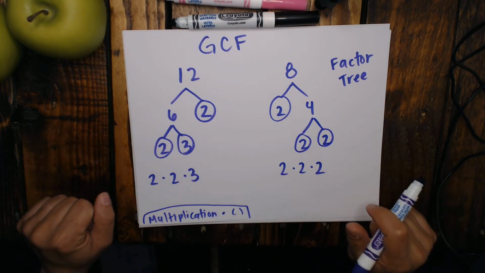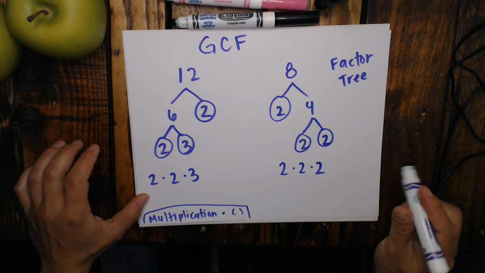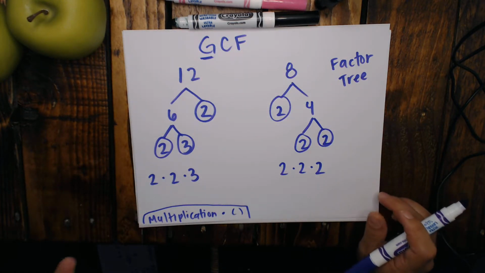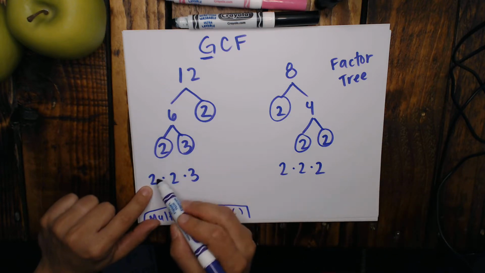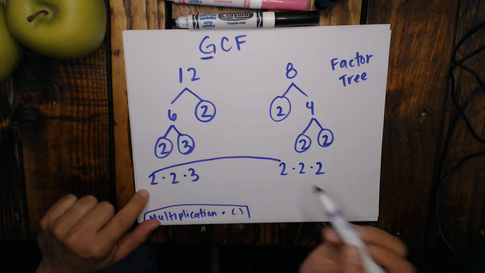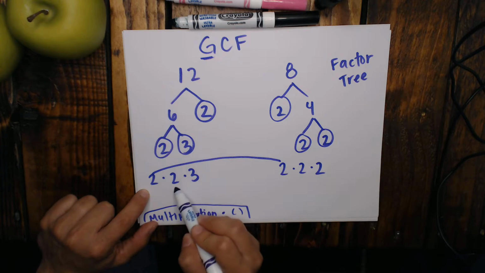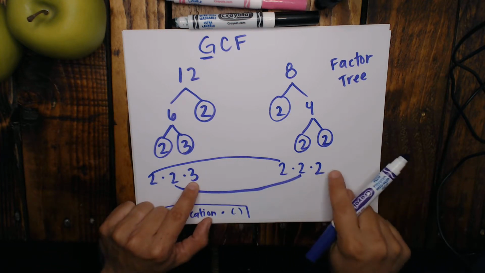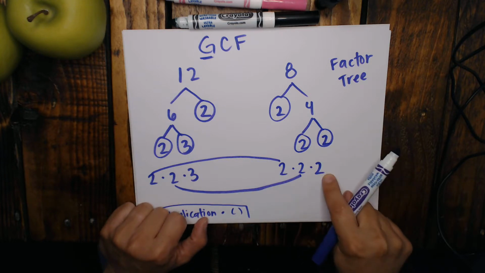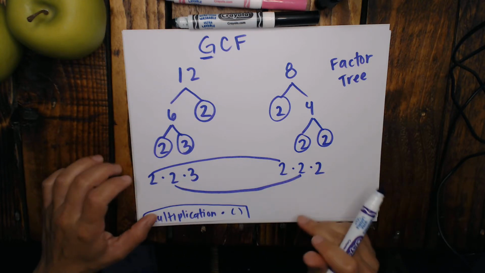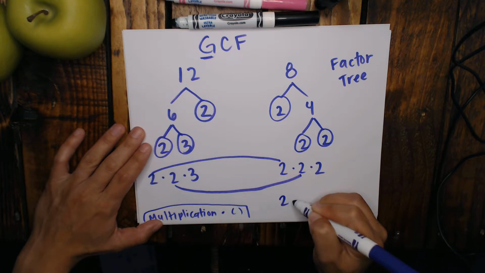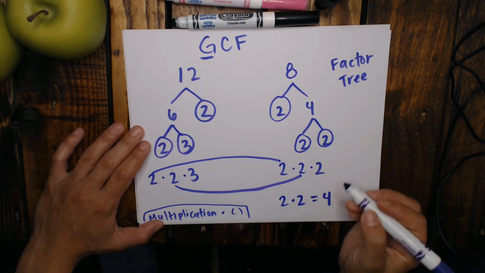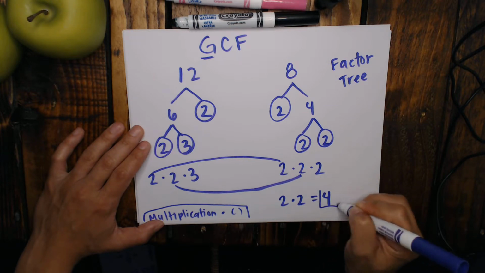So you think, okay, I am done. Not quite, because remember, we're looking for the greatest number. So now I have to see, what do they have in common? I see they have one set of 2's in common, and they have another set of 2's in common. I have a 3 here, but not a 3 on this side. I have a 2 here, but not another 2 on this side. So I know I have 2 2's in common. So 2 times 2 equals 4. So this will give me my GCF of 4.